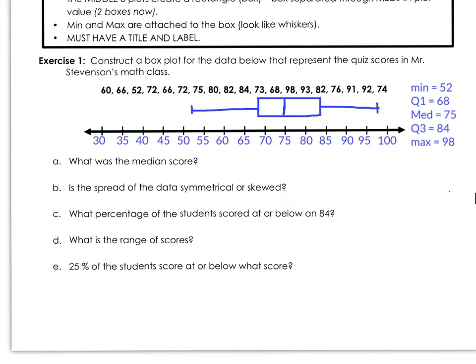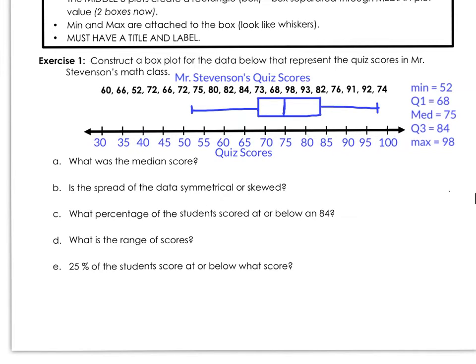Then from here, we still need a title and a label on the bottom. So our label tells us what the data represents, which is quiz scores, and the title is what the whole thing is about, which is Mr.